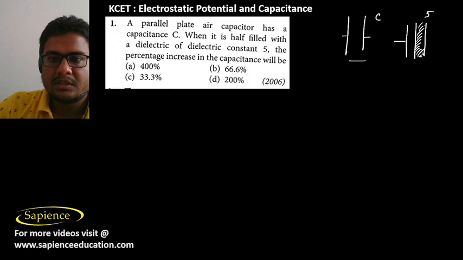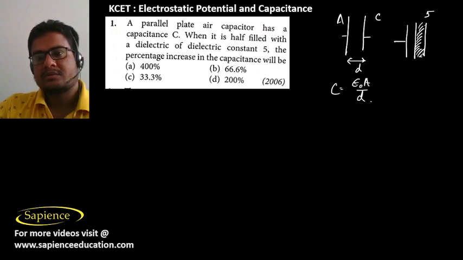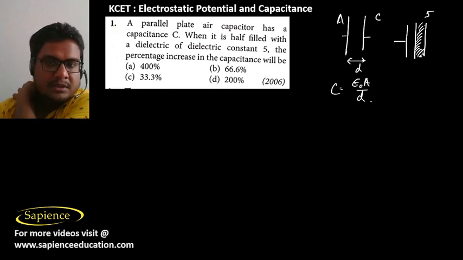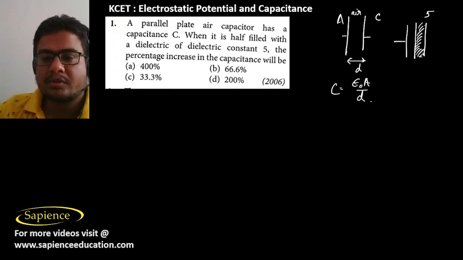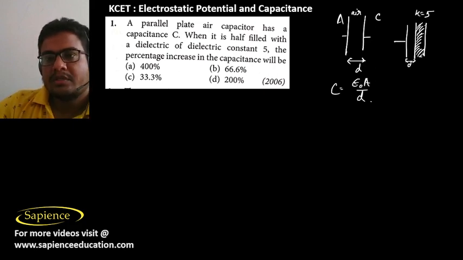So here initially, suppose the separation between the two plates is D. C is equal to epsilon naught A by D, where A is the surface area of the plates. Initially there was air in between the plates. Here half of it is filled with dielectric constant K equal to 5. So this length will be D by 2.